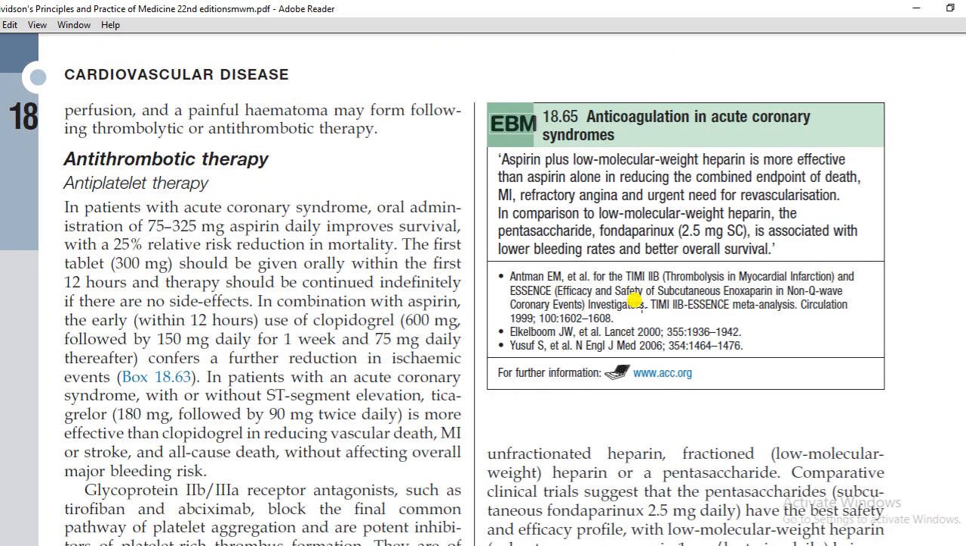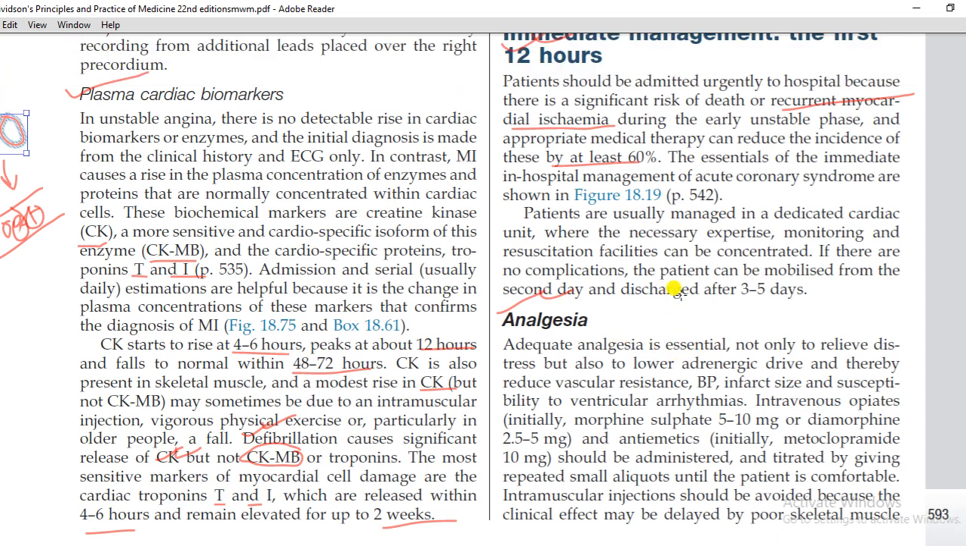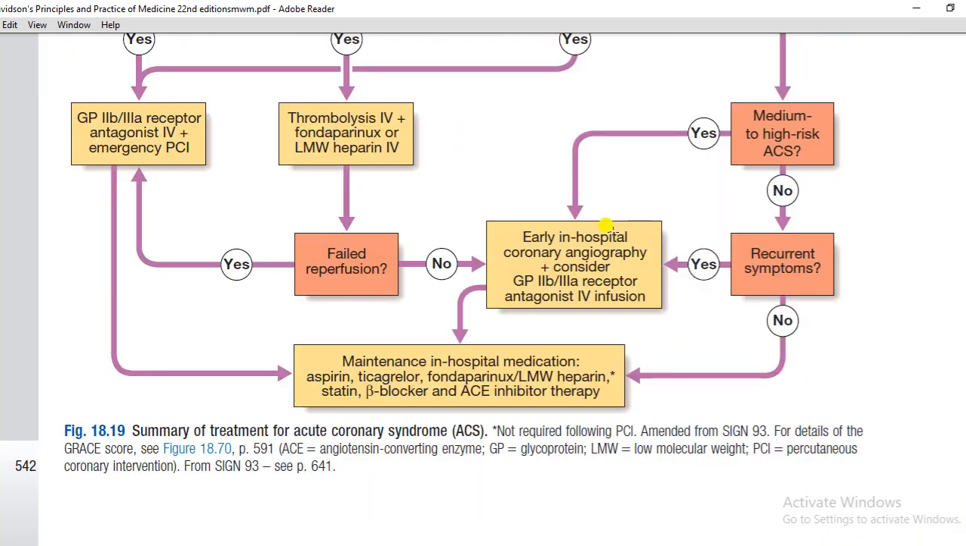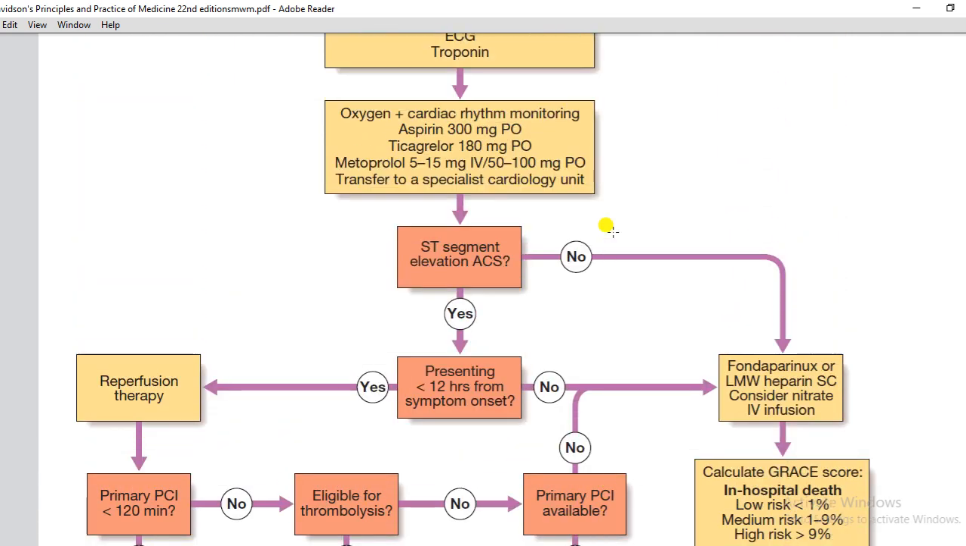Analgesia. Okay, analgesia can be given in this protocol. Adequate analgesia. Do you want to go there? Let's go. 18.13. Okay. Okay, I've been this here.